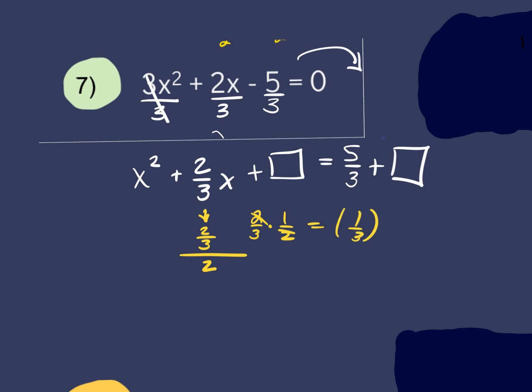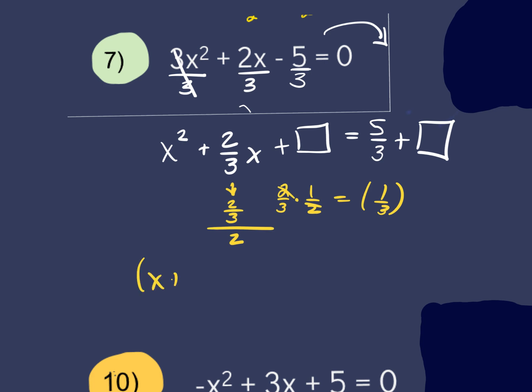That's going to go in my parenthesis over here on the left. X plus 1/3. Why did I put a plus and not a negative? Because 1/3 is positive there, so that's why. Now I'm going to square it, and that's what's going to go in my box. What is 1/3 squared? 1/9. So 1/9 goes here, and 1/9 goes here. The process of solving is exactly the same. This is just a little yuckier because you have fractions.